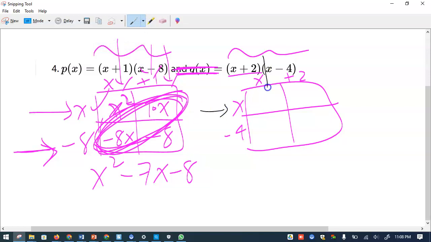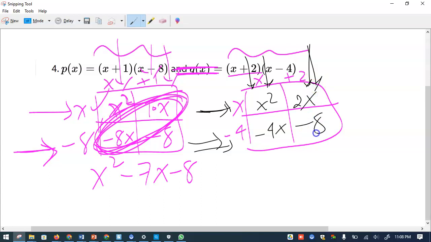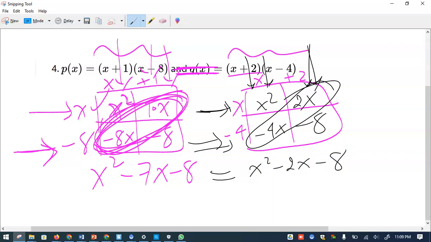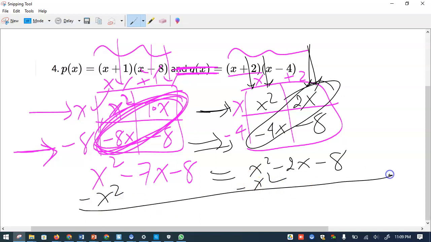Let's do the other one. So x and this x will be x squared, this x and this 2 will be 2x, this minus 4 and this x will be minus 4x, and this minus 4 and this will be minus 8, and you combine this, so you get x squared minus 2x minus 8. Okay? And you can clearly see now you solve for x, so that means you're subtracting x squared from both sides. So when you do this, this x squared goes away and you get minus 7x minus 8 equals minus 2x minus 8.